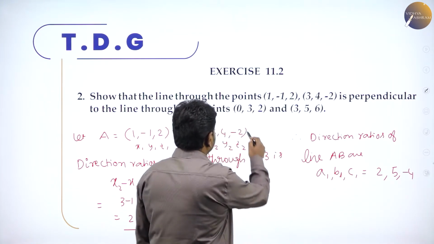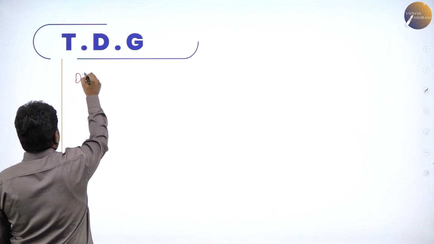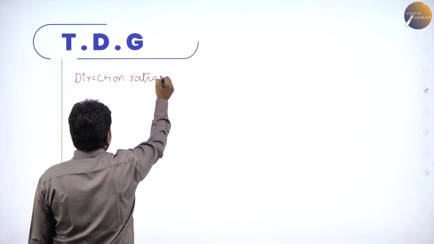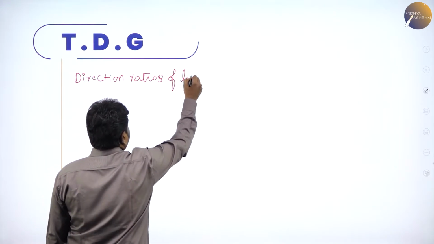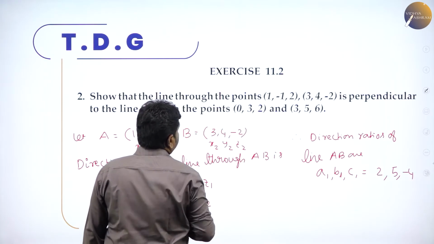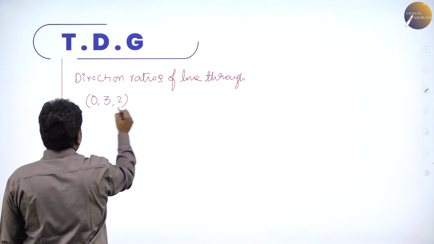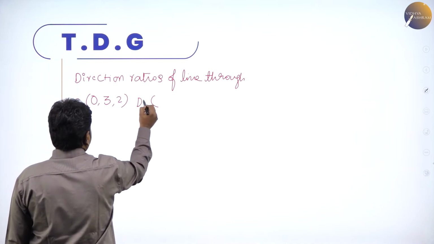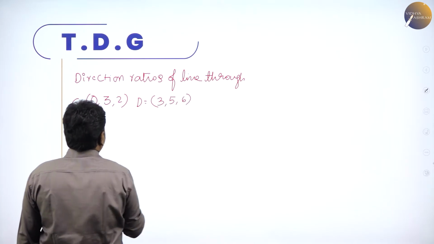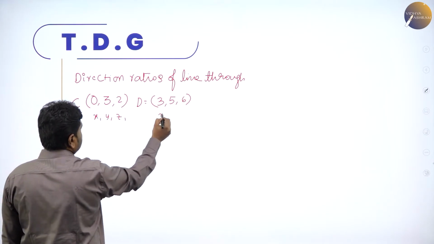Similarly, find the direction ratios of the other line, through 0, 3, 2 and 3, 5, 6. We call the first point C, which is 0, 3, 2, and the second point D, which is 3, 5, 6. So what are the direction ratios? Again, we call the first point x1, y1, z1 and the second x2, y2, z2.